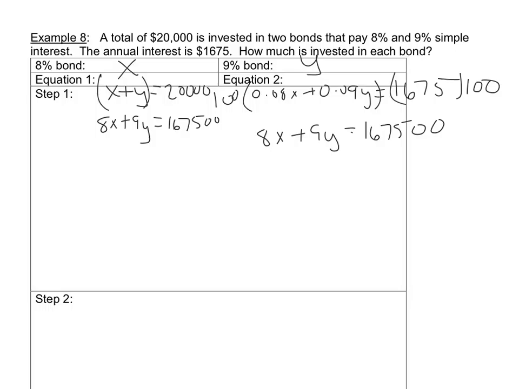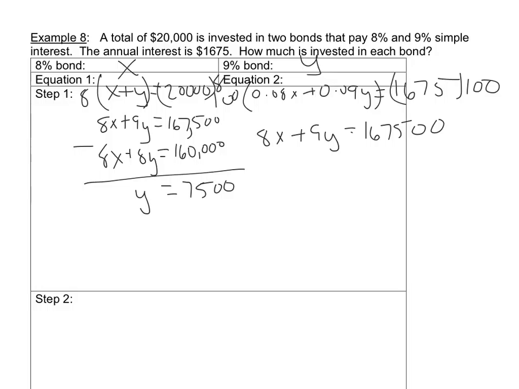Multiply this one by 8. So you get 8x plus 8y equals 160,000. Subtract, you get y equals, because 8 minus 8 is 0, 7,500. So the 7,500 was the dollar amount.